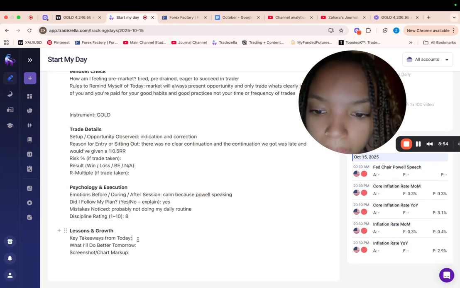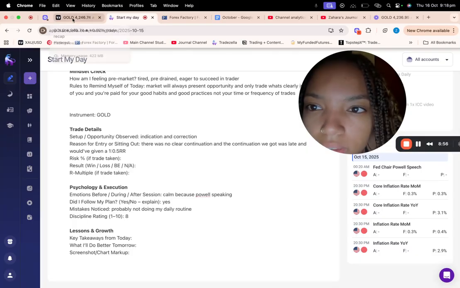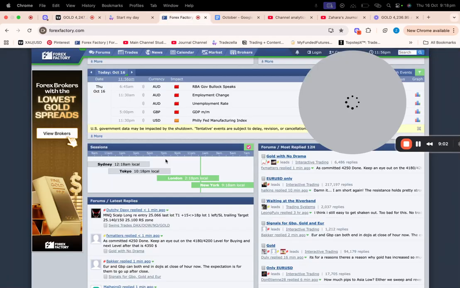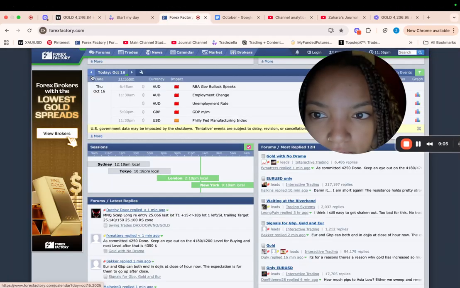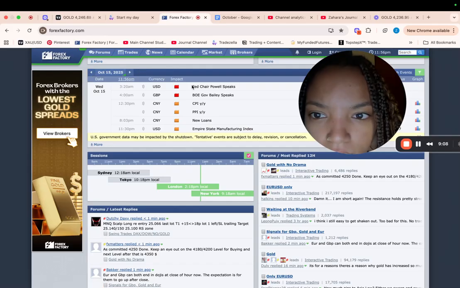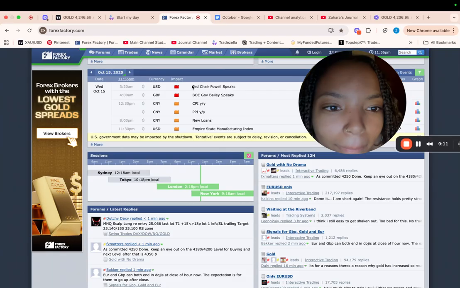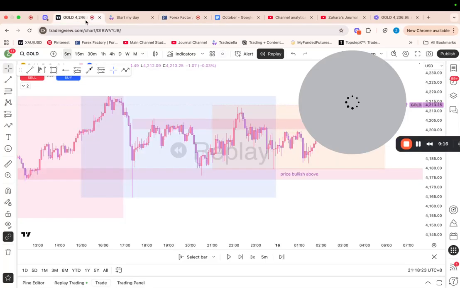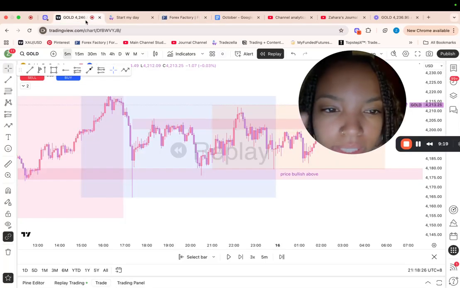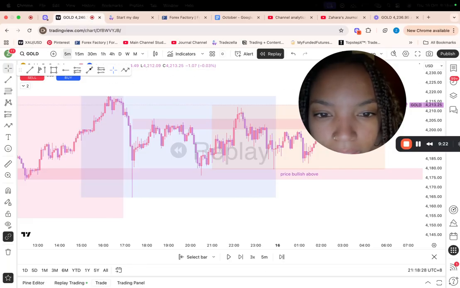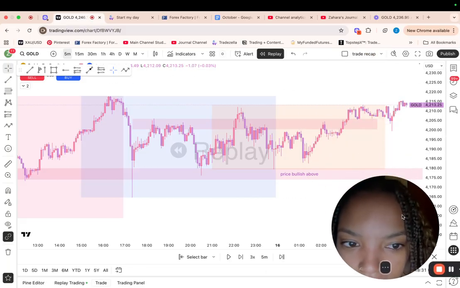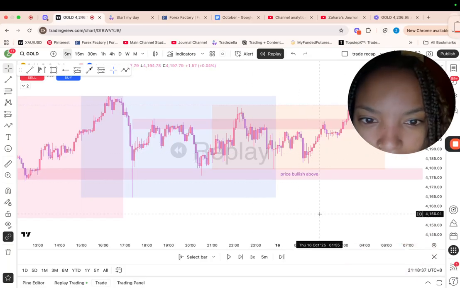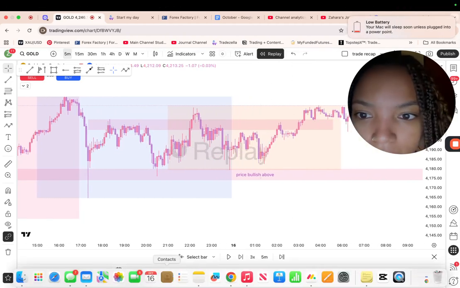Key takeaway is probably how little price moved. I'm pretty sure it was yesterday that Powell was speaking. Let me double check. No, it was the day before. My bad. I was going to say how little the markets moved, and then I took the assumption that it was because of news, but obviously if Powell didn't speak, then I can't say that. But I mean, it barely moved, like compared to Asia. Oh, my laptop's going to die.